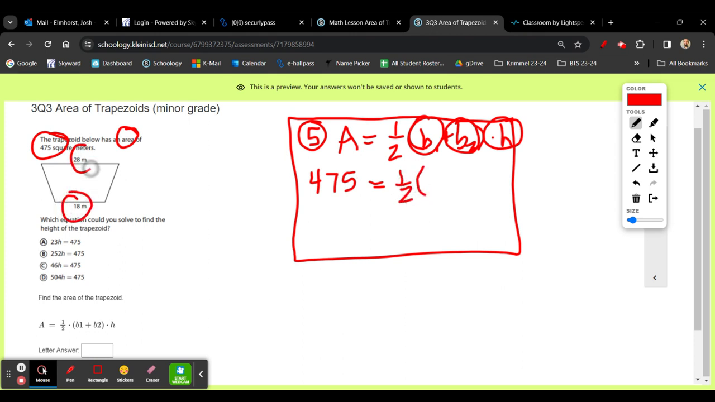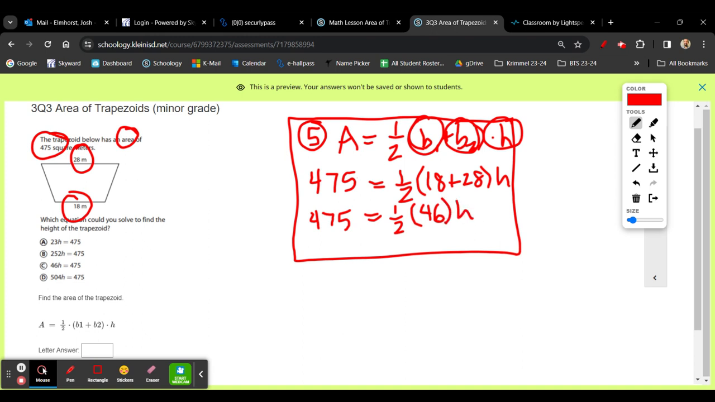What else is given? Base 1 and base 2. Is the height given? No, so we're going to leave that in there. Now we rewrite following the steps. 18 plus 28 is going to be a 46.